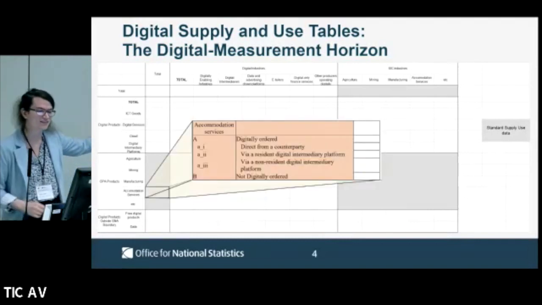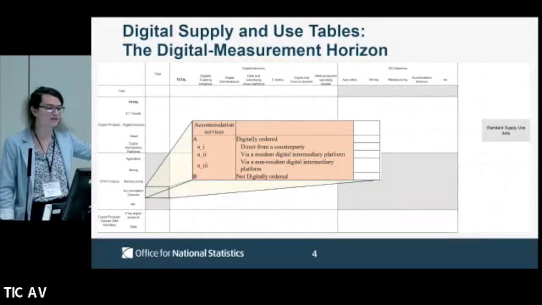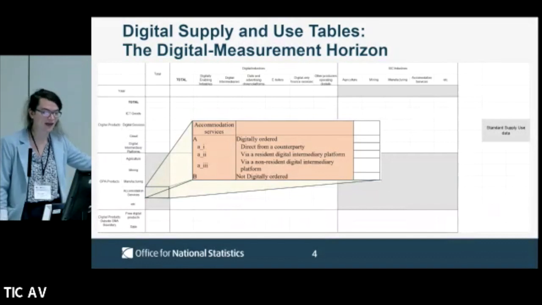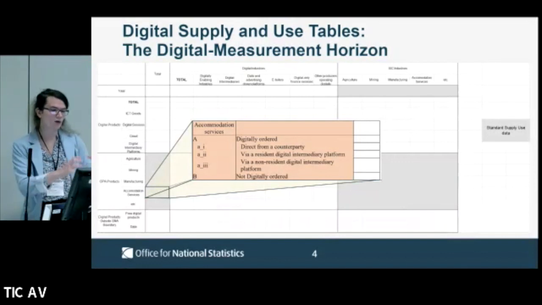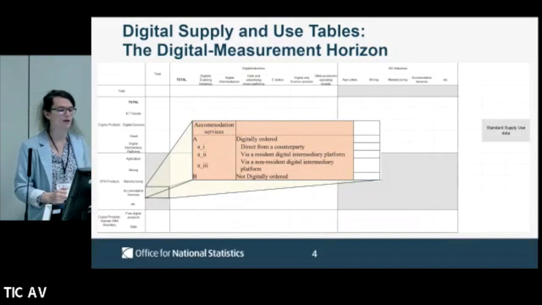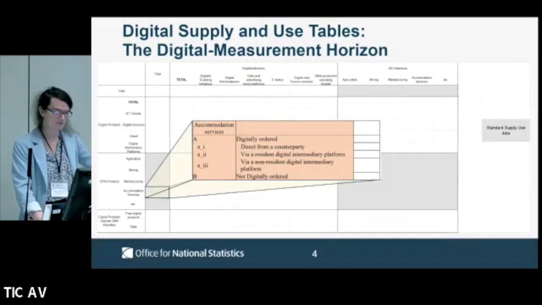But as John said as well, each of these products in these rows can be broken down further into the digitally ordered, breaking that down into whether it's from a counterparty, as well as the non-digitally ordered, and there's a digitally delivered as well here. So as I paint this, I'll also try and point out when we'll get data in about whether products are digitally ordered and digitally delivered. But for simplicity, that will come as a little bit of a footnote.